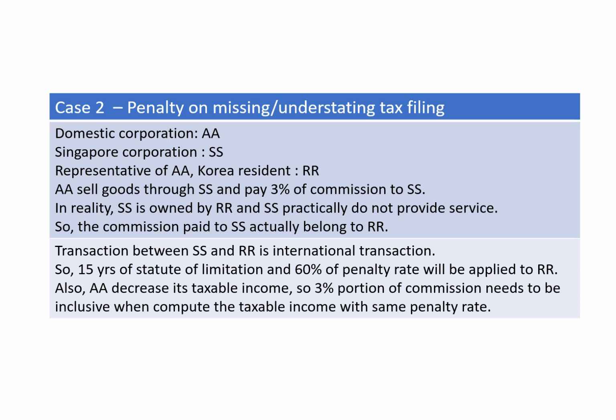In this case also, the transaction between SS and RR is an international transaction. So the long 15-year statute of limitation is applied, and the 60% penalty rate will be applied. Also, AA decreased taxable income, so the 3% commission portion needs to be included when computing the taxable income with the same penalty rate, because the transaction between AA and SS is also an international transaction.